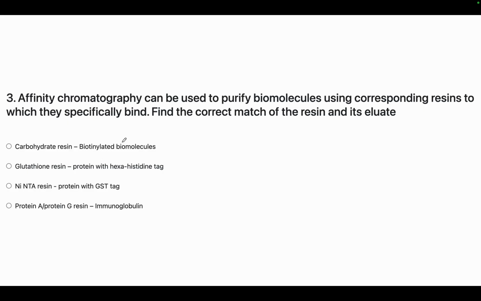Glutathione resin and protein hexahistidine tag? Again, this is not the correct binding pair. Nor is nickel NTA with protein with GST tag. So the only correct binding pair here, as we just discussed, is protein A or protein G resin with an immunoglobulin.